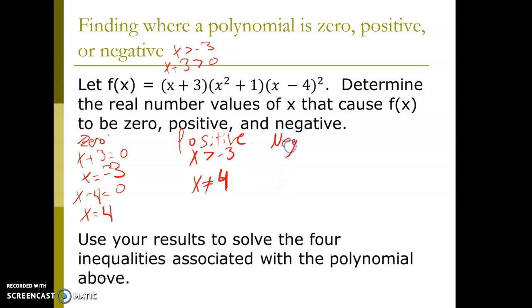And then lastly for negative, as I said, these two right here are never going to be negative. So essentially the only negative criteria that we will have is if x is less than negative 3.